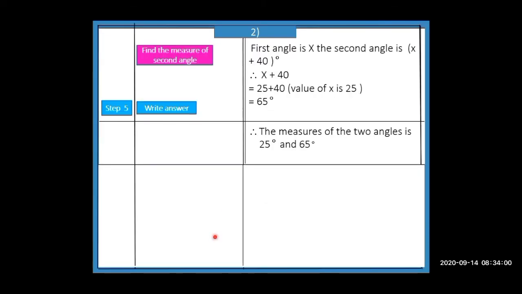Okay. Now the second angle. Find the measure of second angle. First angle is x. The second angle is x plus 40. Therefore, x plus 40 equals, the value of x is 25. So, 25 plus 40 equals 65. So, our answer is, therefore, the measures of the two angles are 25 and 65. One angle x, its measure is 25 and second will be 65. Okay.